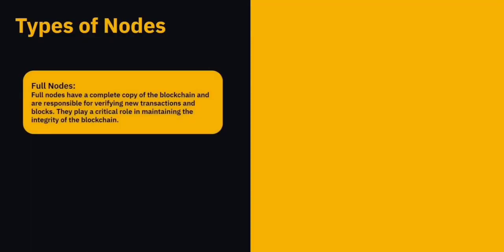A full node maintains a complete copy of the blockchain ledger. It stores all the transactions and blocks from the Genesis block, which is the first block in the chain, to the most recent one. Full nodes validate and enforce the rules of the blockchain protocol, ensuring the accuracy and integrity of the entire network. There are a few types of full nodes that might be helpful to know in particular.